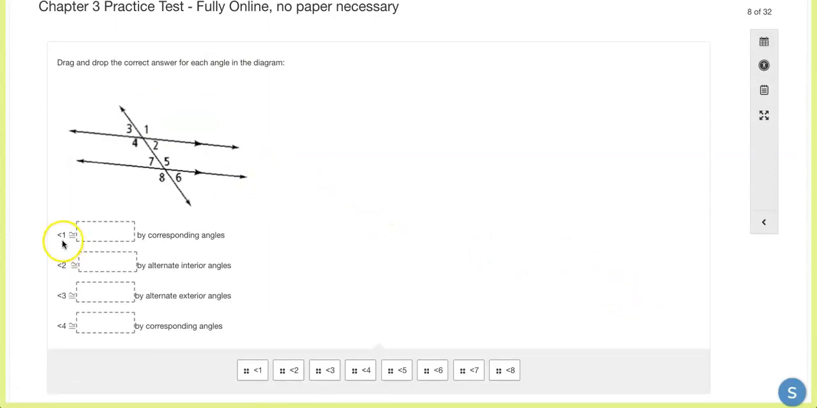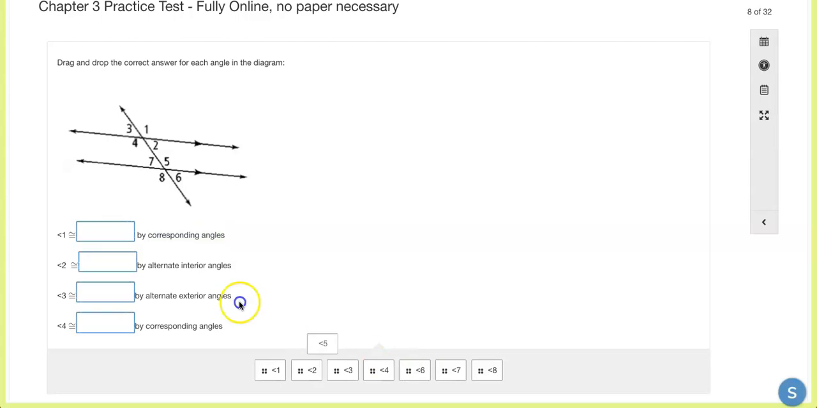Number 8, 1 is congruent to something by corresponding. So the angle I'm going to put in here is not the only angle that 1 is congruent to, but there's only one angle that 1 corresponds to. All right, 1, 2, 3, and 4 are all at this intersection. Angle 1 is in the upper right of those. If I go down to this intersection, 5 is also in the upper right. So 1 and 5 are corresponding.